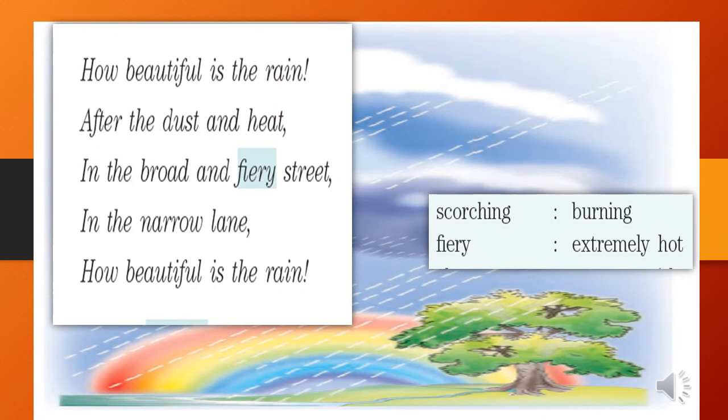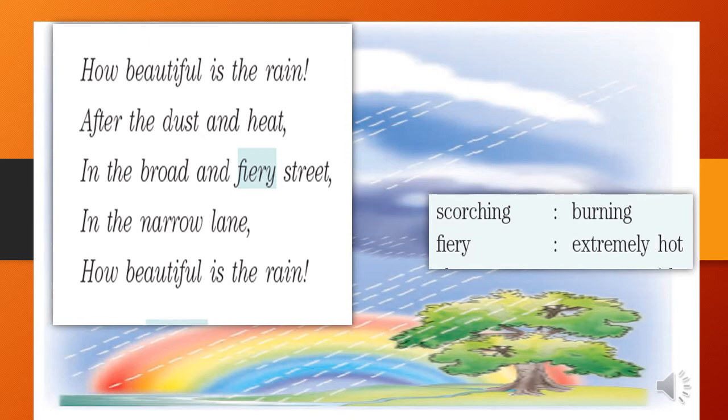Children, now let's understand the meaning of the first stanza. How beautiful is the rain after the dust and heat, in the broad and fiery street, in the narrow lane, how beautiful is the rain. Now, see, children, in the first stanza, the poet shows an exclamation, meaning he is excited about the rain which has come after a long summer day. All right. Now, after the dust and heat, in the broad and fiery street, in the narrow lane.